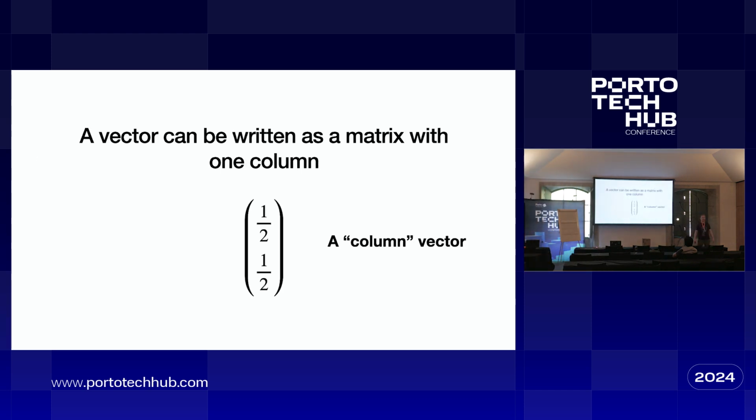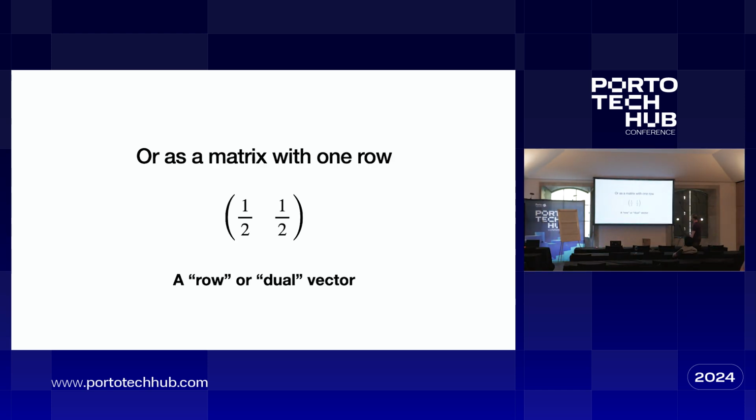Now, we're going to do something which might look a bit useless and a bit trivial at first, okay? We're going to say that a vector can be written as a matrix with 1 column, okay? I can do that. That's a vector, right? If you go back and look at the definition of a vector, that's a perfectly legit vector.